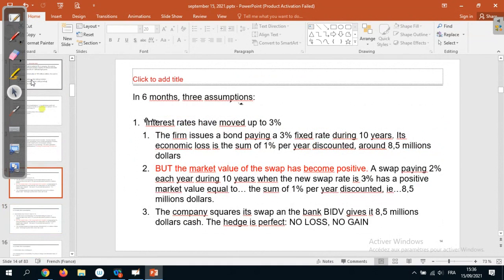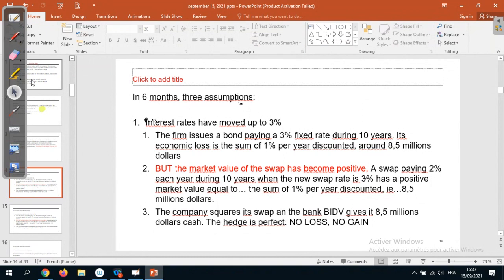The problem is that if the level of interest rate has moved down, you will lose money, because today you make a swap paying 2%. If the level of interest rate moves to 1%, you will lose 1% during 10 years discounted. So it's the reason why some firms prefer to make what we call an option on swap, or swaption. That is, you buy the right to make the swap. If the level of interest rates moves down, you don't make the swap. If the level of interest rates moves up, you make the swap and you sell it. You have the right to sell the swap.